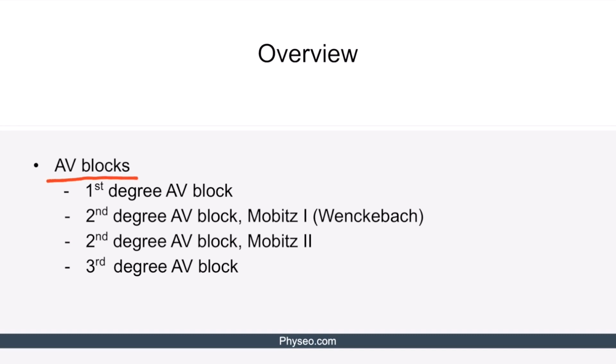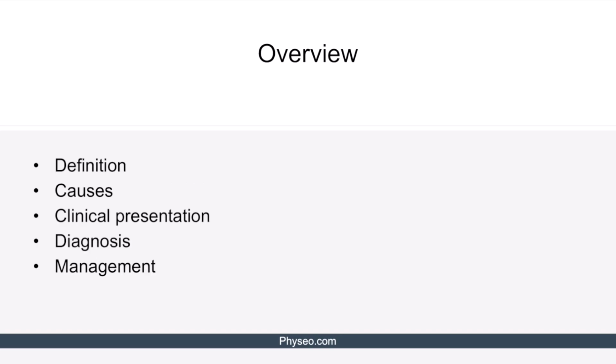In AV blocks, we will discuss the first-degree AV block, second-degree AV block, Mobitz type I, Mobitz type II, and third-degree AV block. We will discuss the different degrees of AV blocks together because there is significant overlap between these conditions. We will also emphasize the differences between them on the way. We will discuss the definition, causes, clinical presentation, diagnosis, and management of AV blocks.